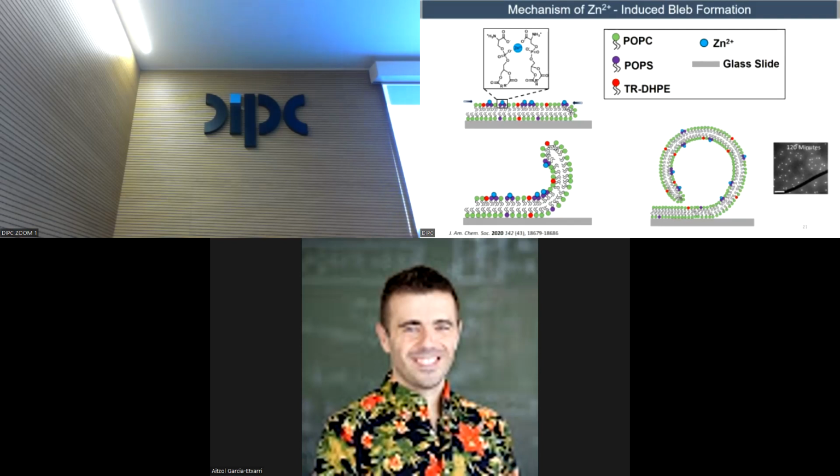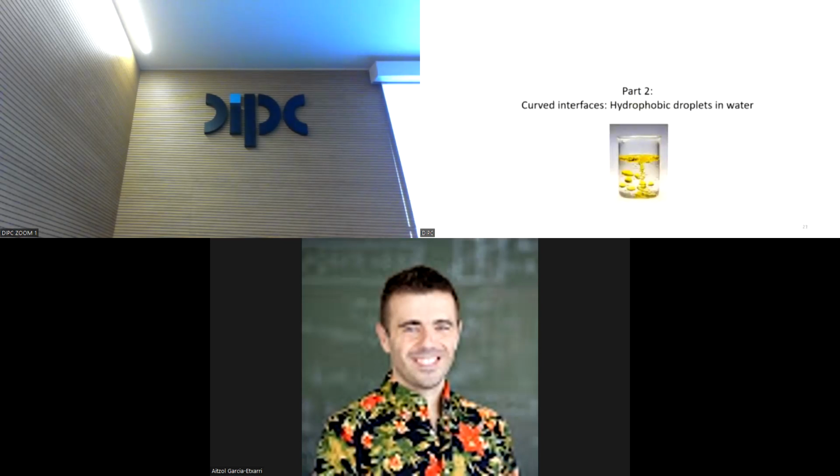So hopefully I've shown you that for studying planar interfaces, SFG is a really nice technique. We can get a lot of detailed information about the fundamental mechanisms of processes that are happening. Now, in reality, most of the interfaces in nature are not planar, right? Most of the interfaces are curved. So in the second part, I want to show you an example of how we looked at a curved interface. And in this part, we are going to talk about oil and water.